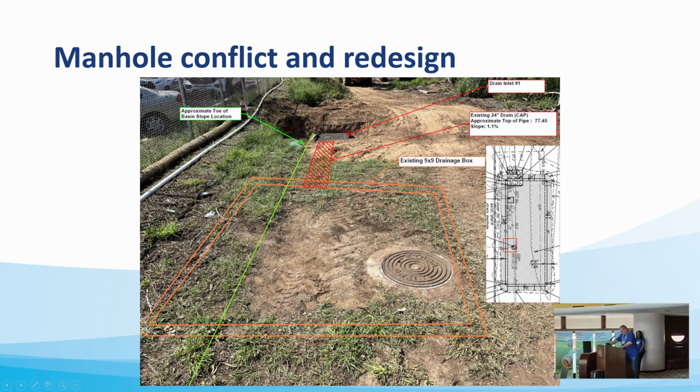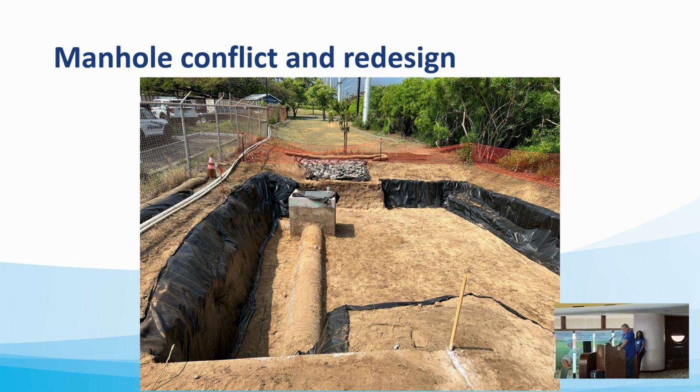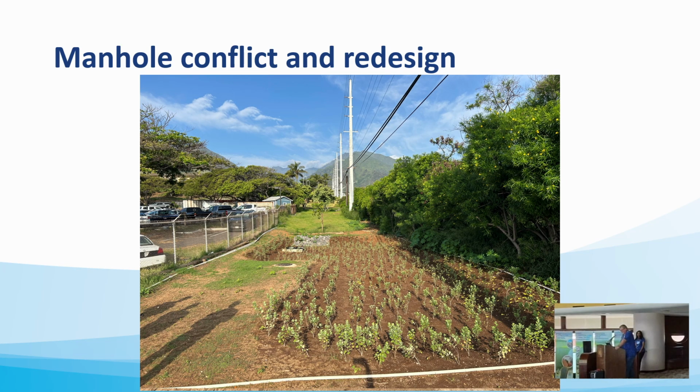As you can see, an added benefit to the redesign provided an access lane for maintenance of the storm drain manhole. On the left, you'll see more. Here are some progress photos. And there you can see the access lane going to the storm drain manhole.